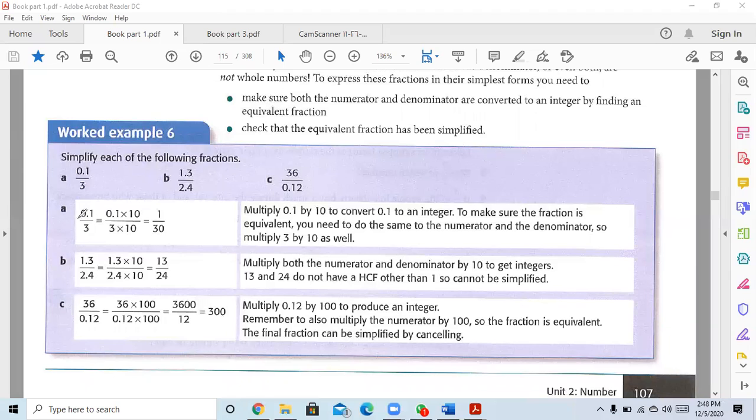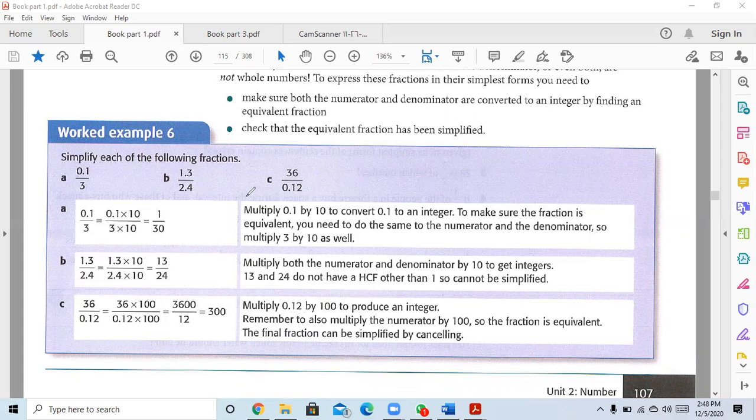So here he just writes 0.3, and he multiplies on both sides by 10. Once he multiplies by 10 here and 10 here, 10 multiplied by 0.1 is equal to 1, then 3 multiplied by 10 equals 30. So your answer is 1 by 30. Same like this, you also multiply by 10 in the numerator and the denominator, so you get the answer 13 by 24. That's your answer.